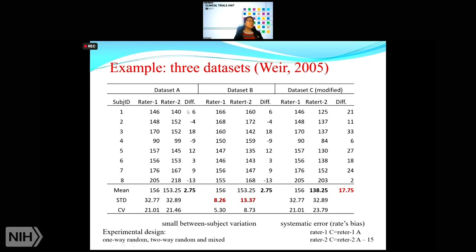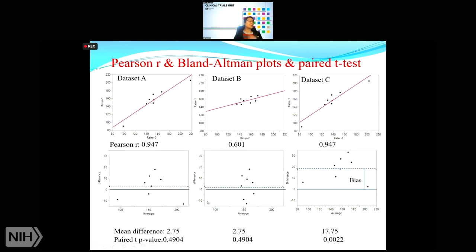So in summary, the difference between data set A and B is that data set B has smaller between-subject variation. And the difference between data set C and A is that data set C has systematic error. For these three data sets, the design, just for demonstration, can be one-way random, two-way random, or mixed model. Since these three data sets include two readers, we can use these three methods to do reliability analysis.